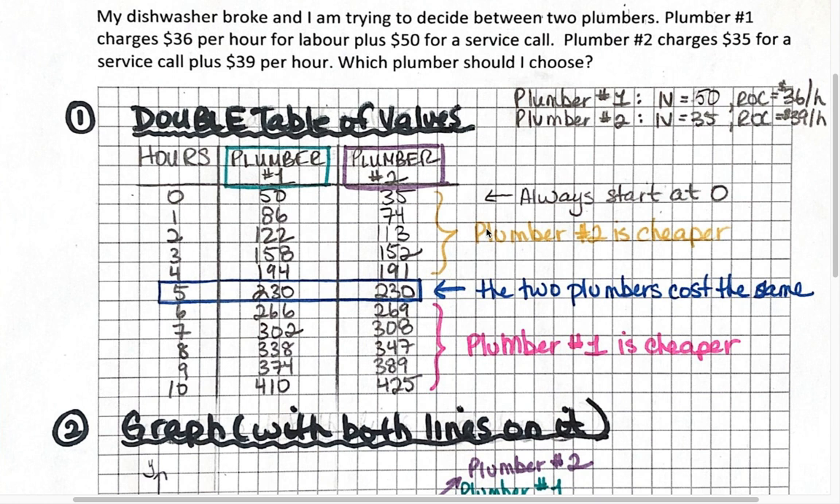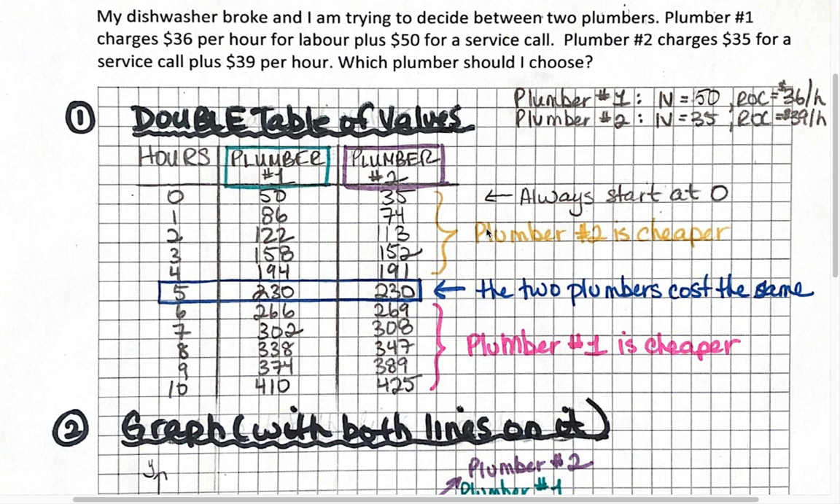Plumber number one charges $36 per hour for labor, plus $50 for the service call. So if somebody comes to your house to fix something, they'll often charge you a fee just for coming to your house. That would be the service call cost. Plumber number two charges a little bit less, $35 for the service call, but their hourly rate is a little bit more, $39 per hour. So I need to make a decision of what plumber I should choose.